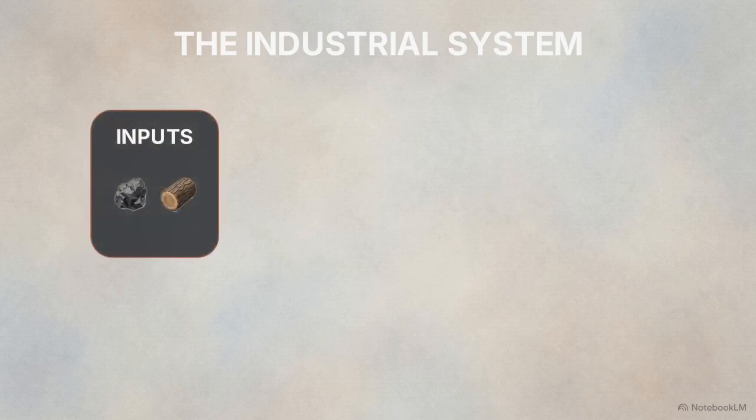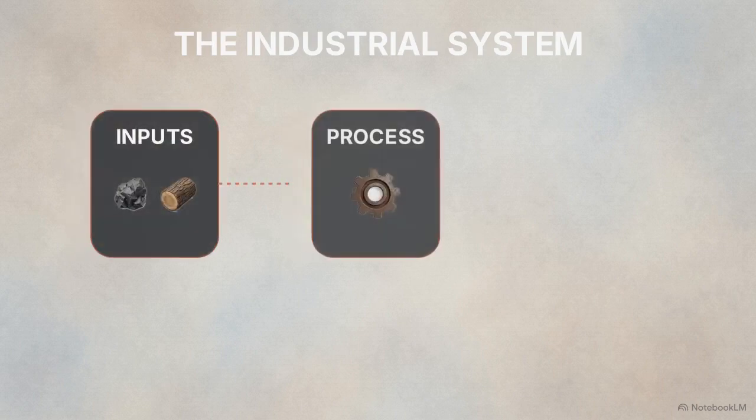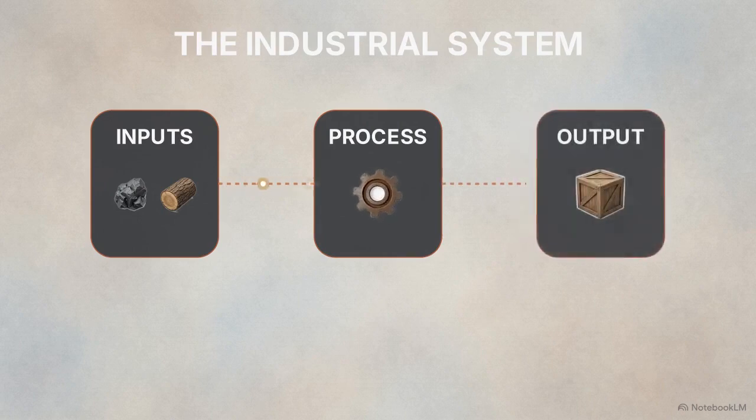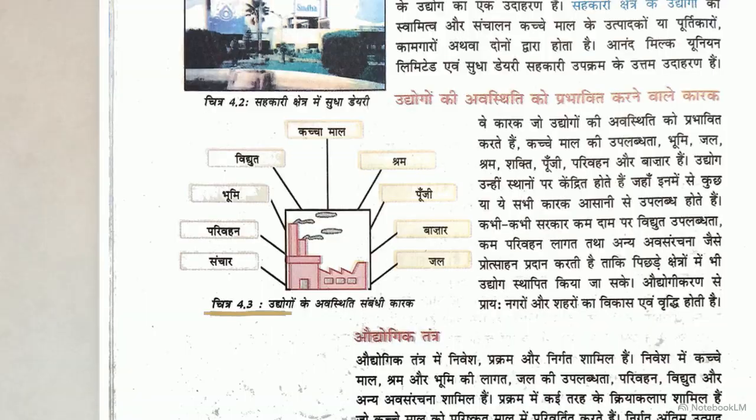We can understand how these choices are made by looking at the industrial system. It functions in 3 stages: gathering inputs, performing the manufacturing process, and distributing the final output. This diagram shows the essential checklist of inputs required to build a factory. It includes raw materials, labor, capital, and a market for the goods, alongside constant access to water and transport networks.